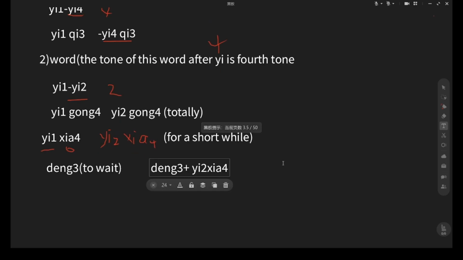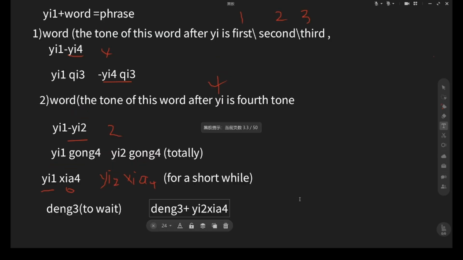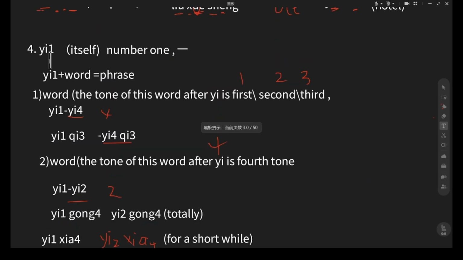So for E, we have two situations, right? And remember, when we change the tone, this change is not only for spoken way, but also for the writing way, okay? So when you write, you also need to write the changed tone, okay? Not only for spoken way, but for the writing way. So this E, okay?